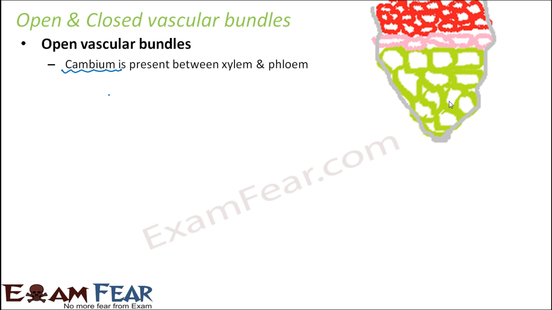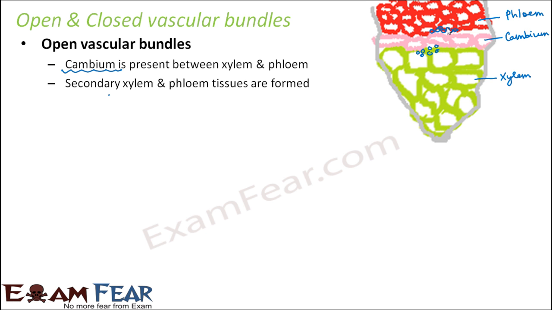Something like this. Let us suppose this green colored cells is your xylem. This red colored cells are phloem. So between xylem and phloem, you have this pink layer of cells which is nothing but cambium. So what will happen? From cambium, new cells will be formed on both sides. So it will be capable of forming new cells on both sides. So such type of vascular bundle is known as open vascular bundle. So here secondary xylem and phloem tissues are formed. Now this cambium will give rise to new tissues on both sides. So whatever tissues or cells form on this side, that is known as secondary xylem, because it is on the xylem side, and whatever tissues it forms on this side will be known as secondary phloem.